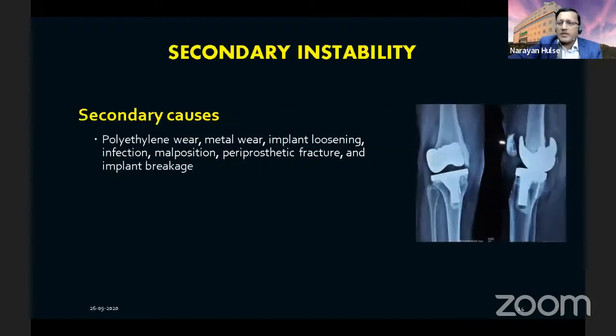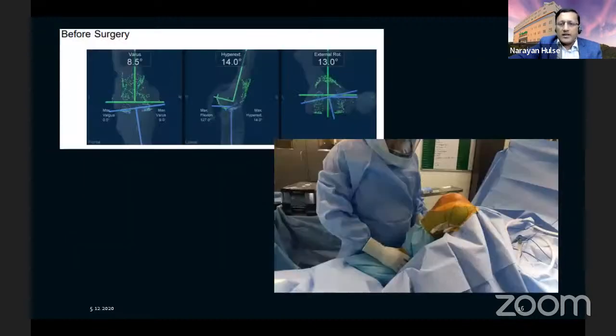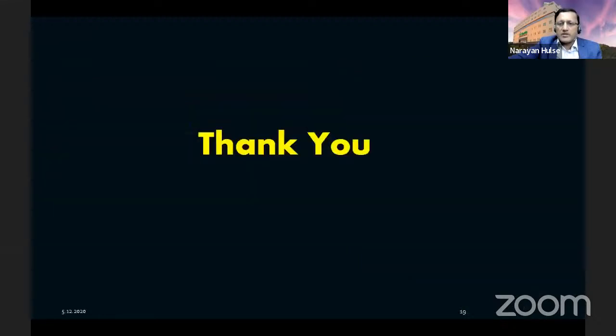So the secondary instability, which can confuse us during these kinds of situations, is when you have a poly wear, metal wear, or an implant loosening, which presents something like instability, but the actual situation is something different. Another patient had, within 2 years, a fall, and when we opened, it was a break of the post of the poly, and it was just managed with a simple poly exchange only, rather than complete revision.